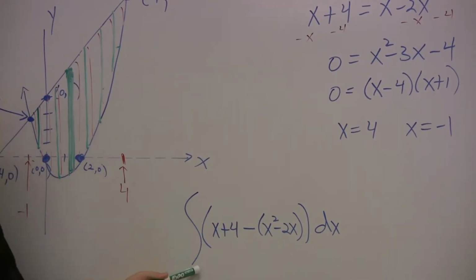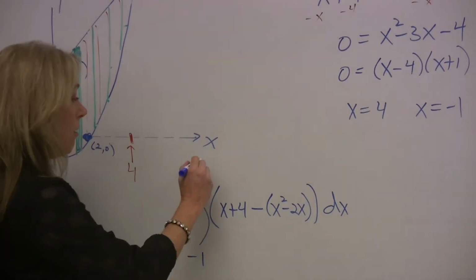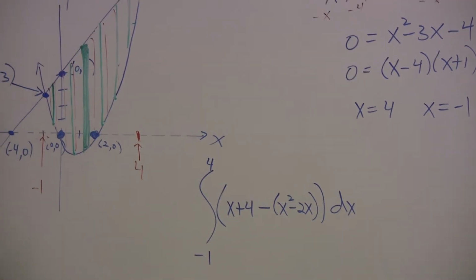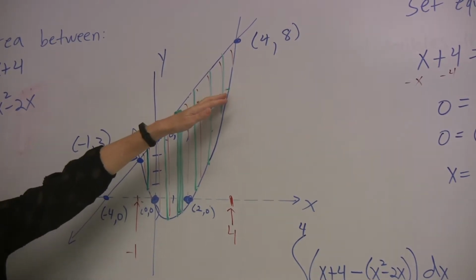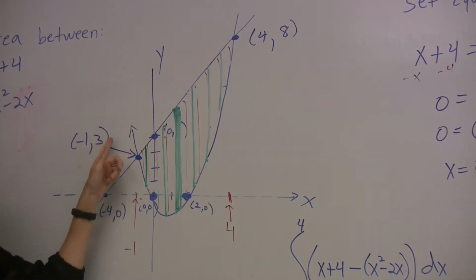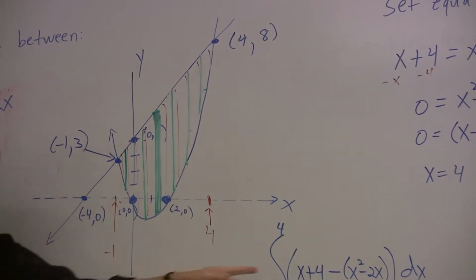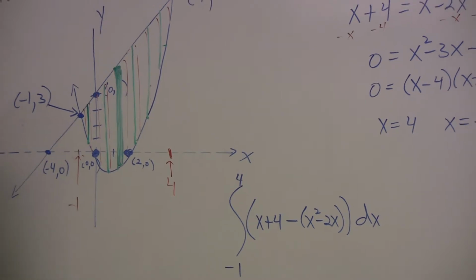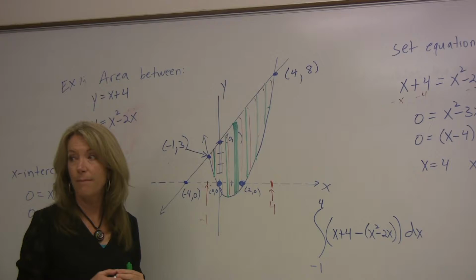And what are my bounds here? Negative 1 to 4. Because this says dx, I am taking the x values, negative 1 and 4. If I had been doing a dy problem, I would have used the y values from 3 to 8. So it really depends on the dx or the dy, which is why you want to put that in there. It matters. Questions on how I set that up?